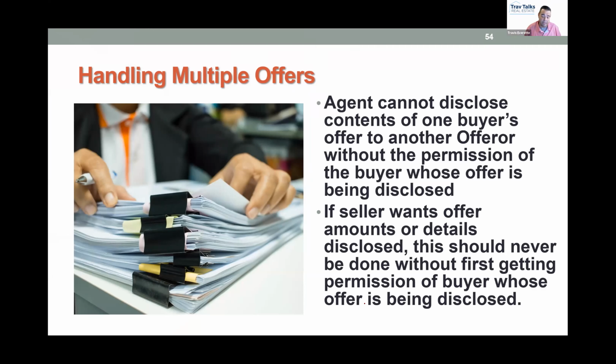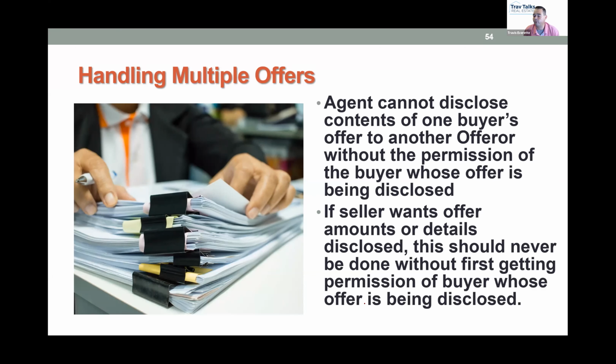This is North Carolina specific, but it will be tested this way on the national section because this is the more common way as well. That's why I don't have a North Carolina flag here, but this is a big one for our real estate commission in particular. We are forbidden from a process called shopping offers. Shopping offers is the process of telling one buyer what another buyer is willing to pay for the property.